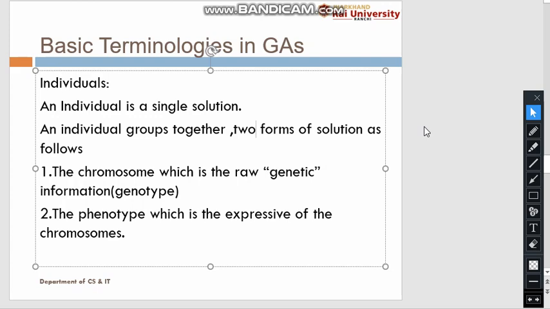Now let's see what an individual is. In genetic algorithm, an individual represents a single solution. Individuals may group together to form a population, and when we group individuals, it results in two types of representation: either the chromosome, which is the raw genetic material, which we call the genotype, and the second one is the phenotype, which is the expression of the chromosome.